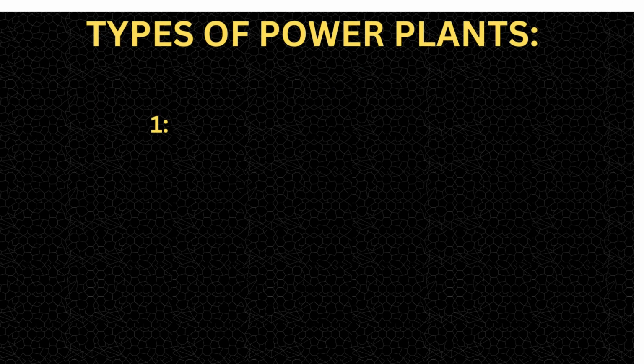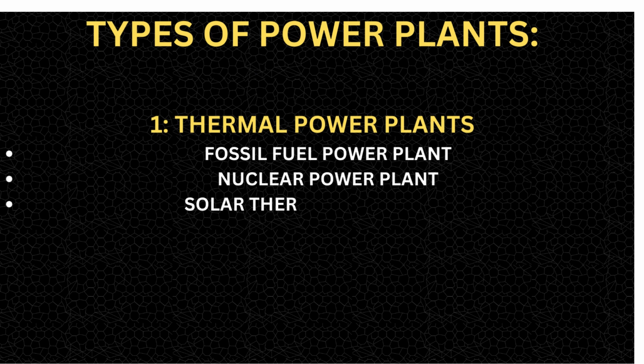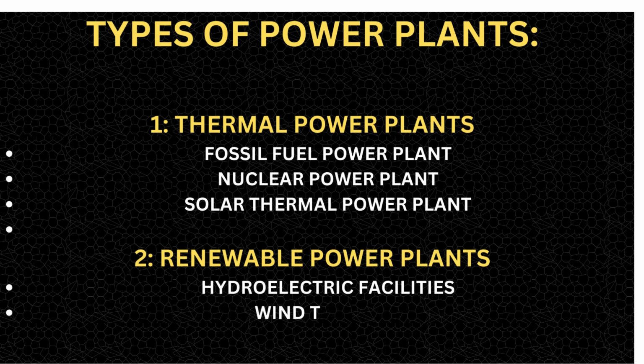Types of power plants. 1. Thermal power plants: fossil fuel power plant, nuclear power plant, solar thermal power plant. 2. Renewable power plants: hydroelectric facilities, wind turbines, solar panels.